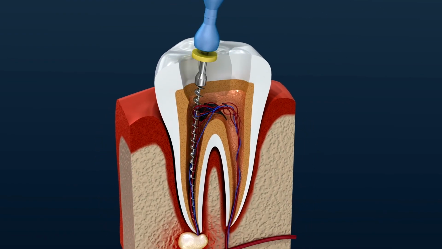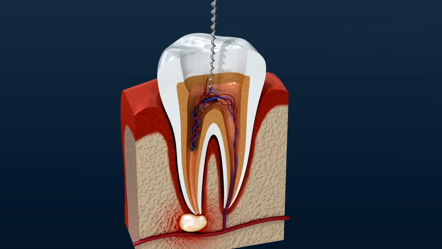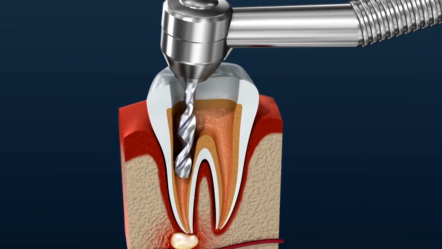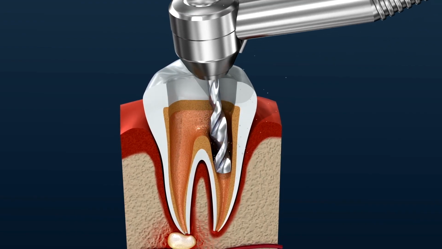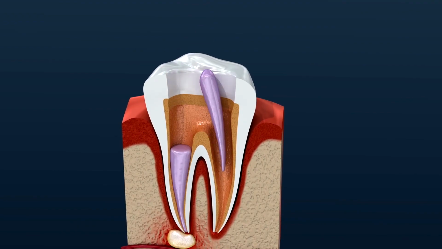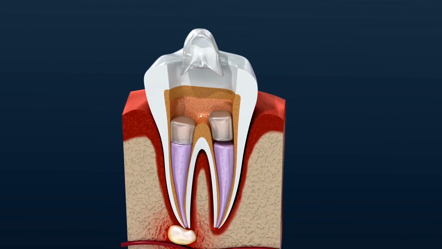For small cavities, the most common treatment is a dental filling. The dentist removes the decayed portion of the tooth and fills it with a material such as composite resin, amalgam, or ceramic. If the decay has reached the dentin or pulp, more extensive treatment may be needed.